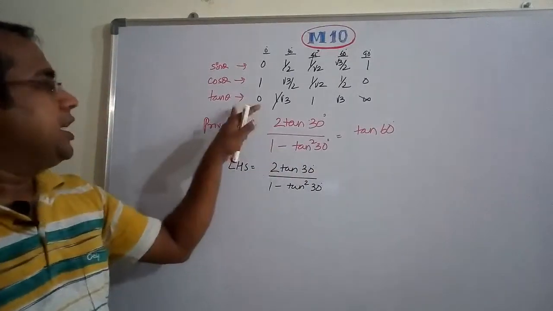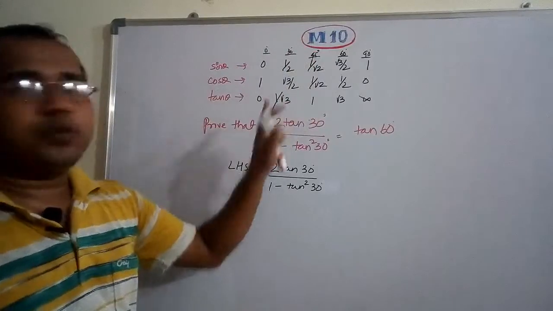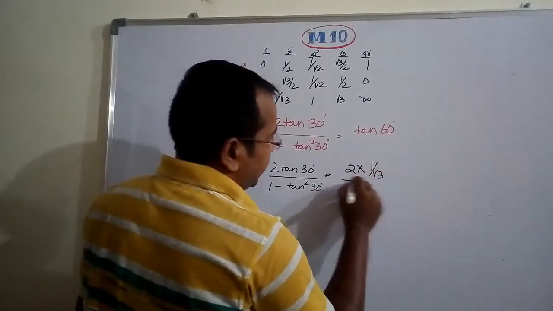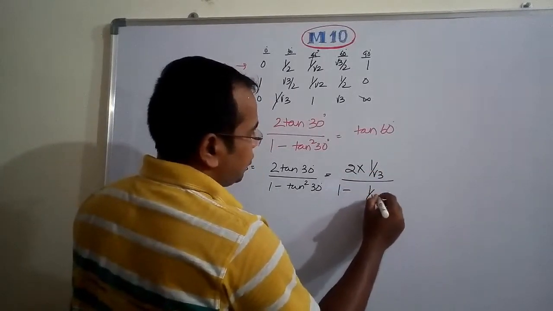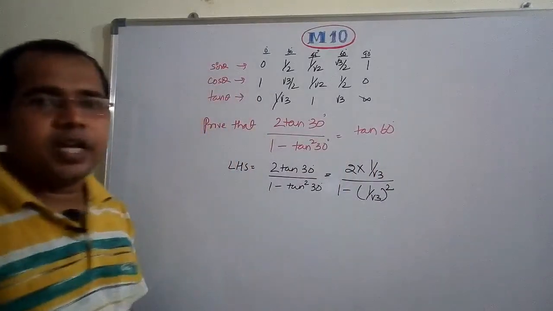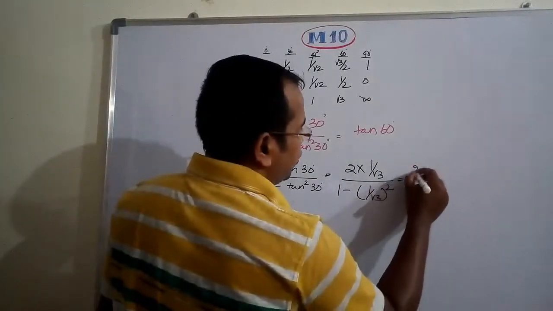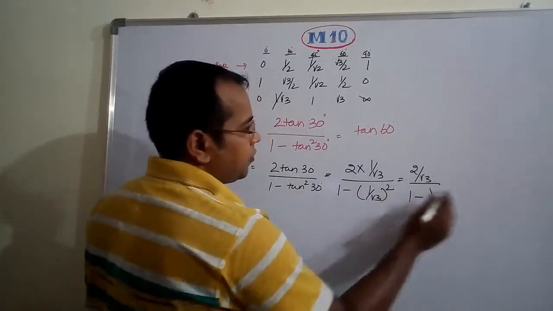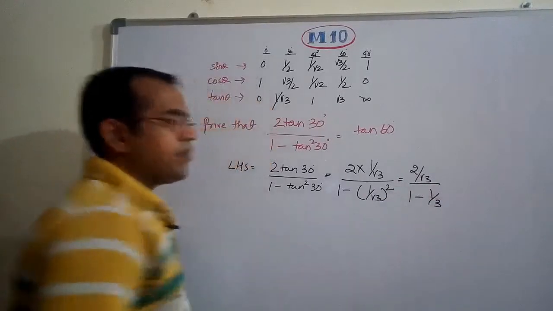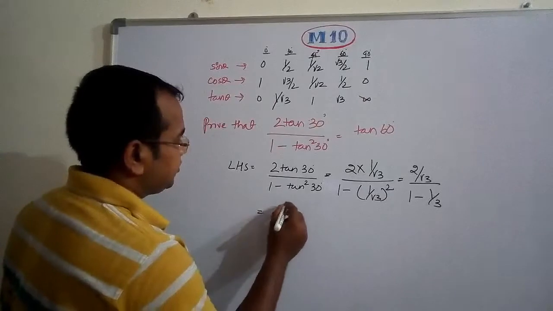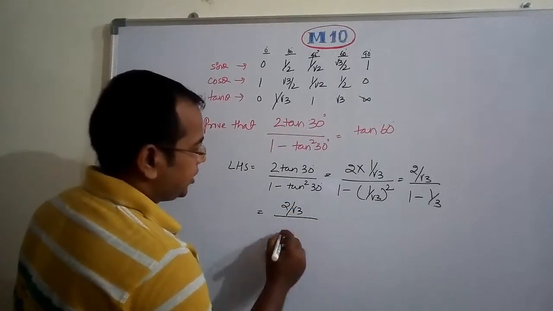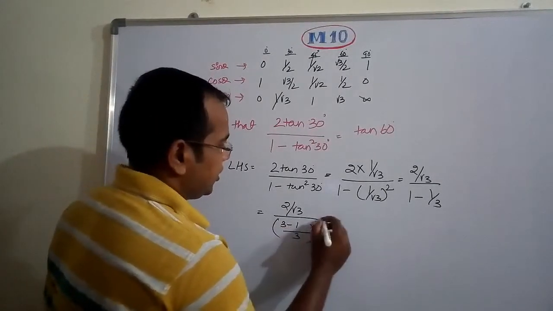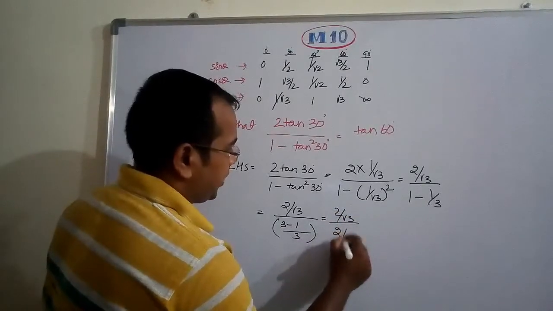Okay. Now see here. In this table, tan 30 is equal to 1 by root 3. Now put that value. 2 into 1 by root 3 divided by 1 minus 1 by root 3 square. Okay. So what are you going to get here? 2 divided by root 3 divided by 1 minus square of 1 is 1, square of root 3 is 3. Okay. Now let us solve it. 2 by root 3 divided by the LCM will be 3, so we'll get 3 minus 1 here. We'll get 2 by root 3 divided by 2 by 3.